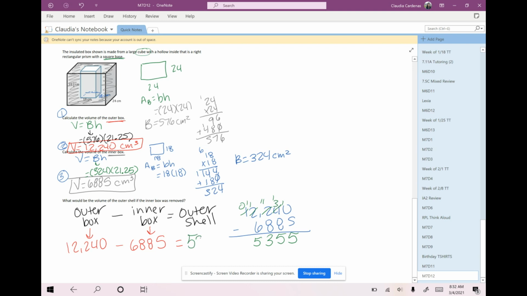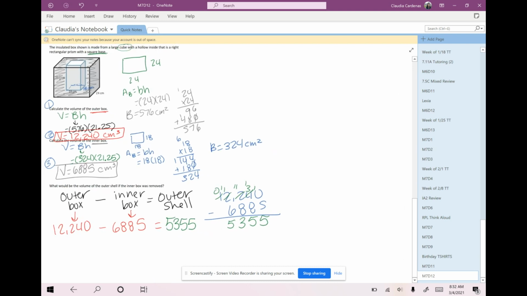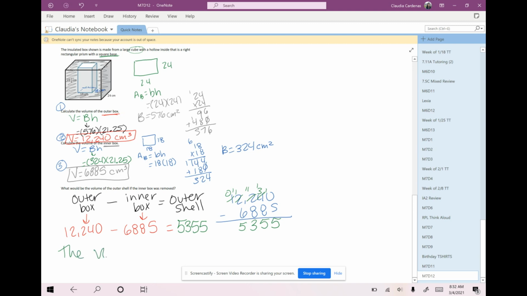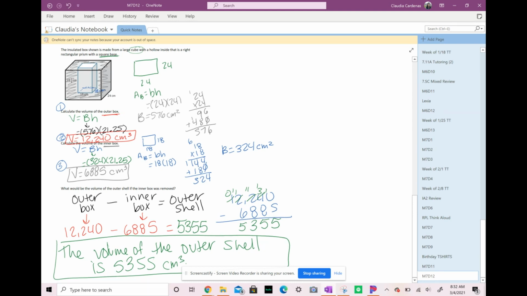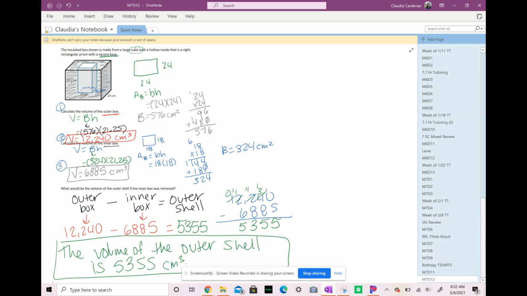And so I see that the outer shell, or if we wrote a complete sentence, the volume of the outer shell is 5,355 cubic centimeters. So this is what our topic is going to be today. You are going to be seeing different rectangular prisms within another rectangular prism, and we are going to find both the outer and inner volume, and then we are going to remove the inner box using subtraction. So we're going to go ahead and practice a couple more on our own before doing the exit ticket.